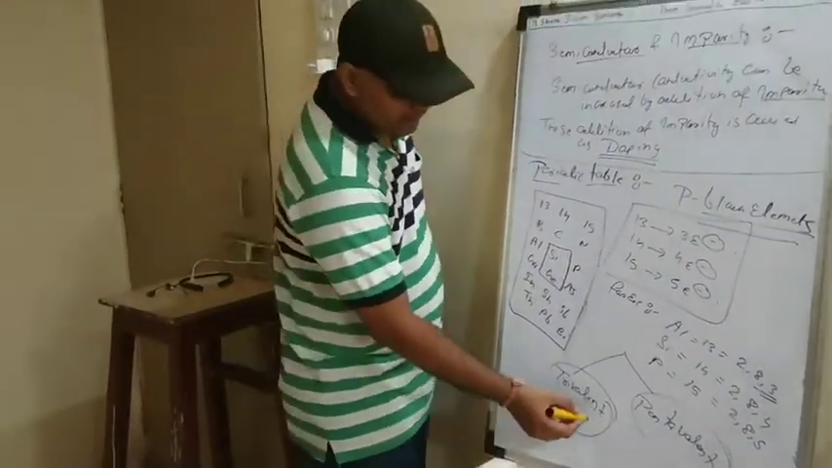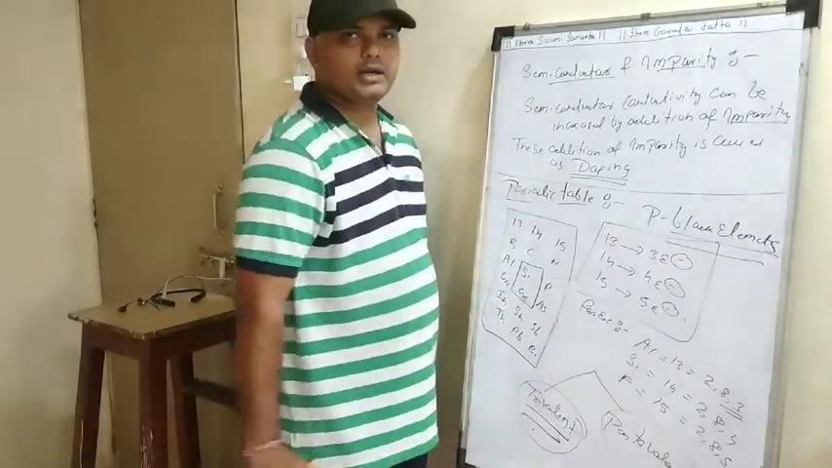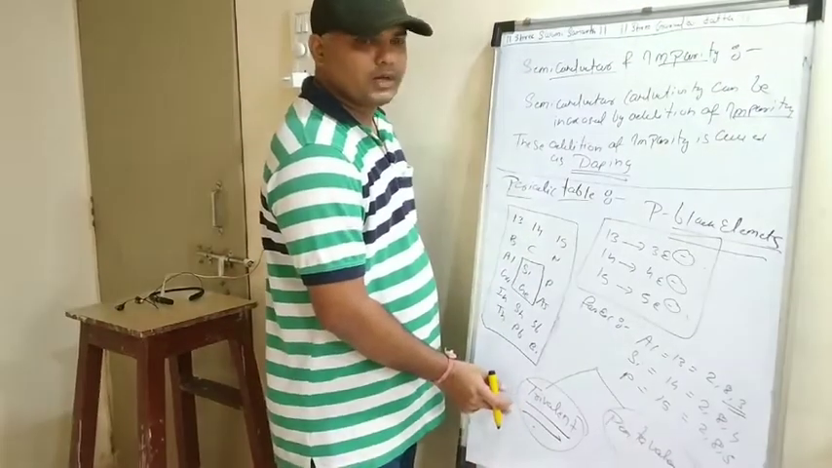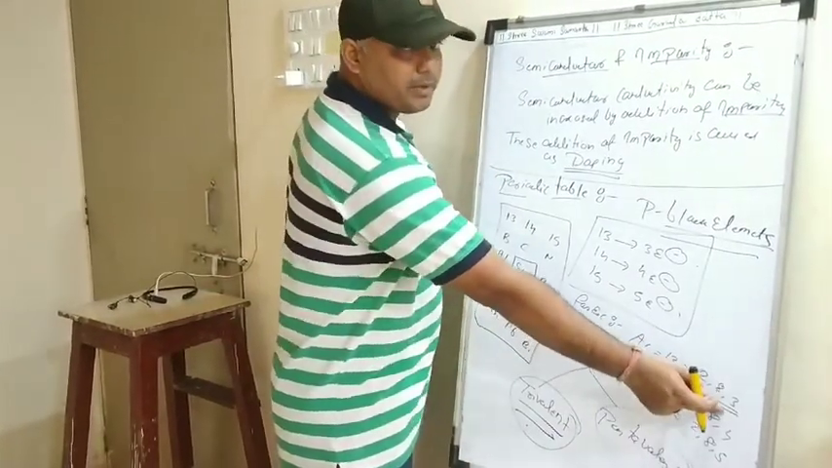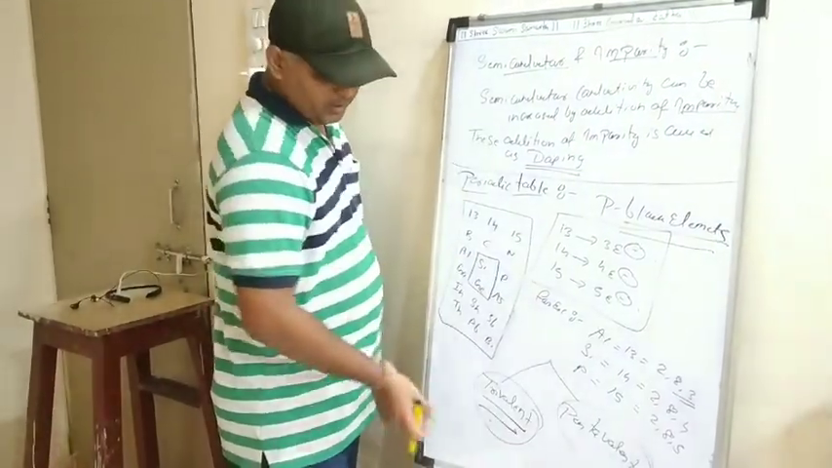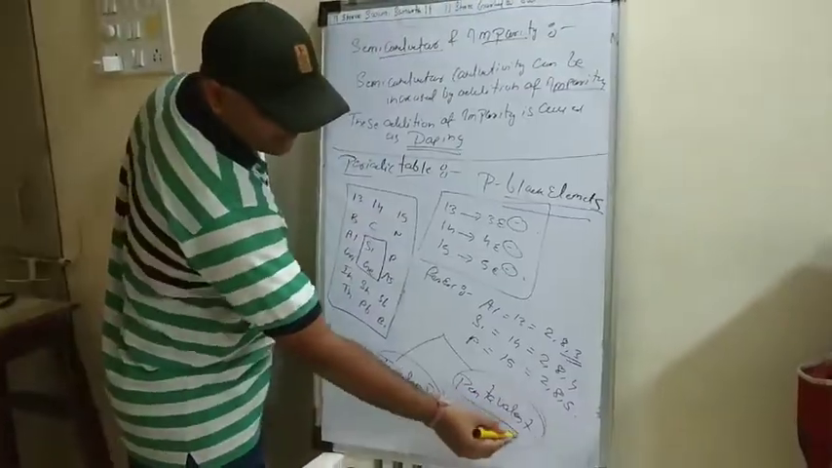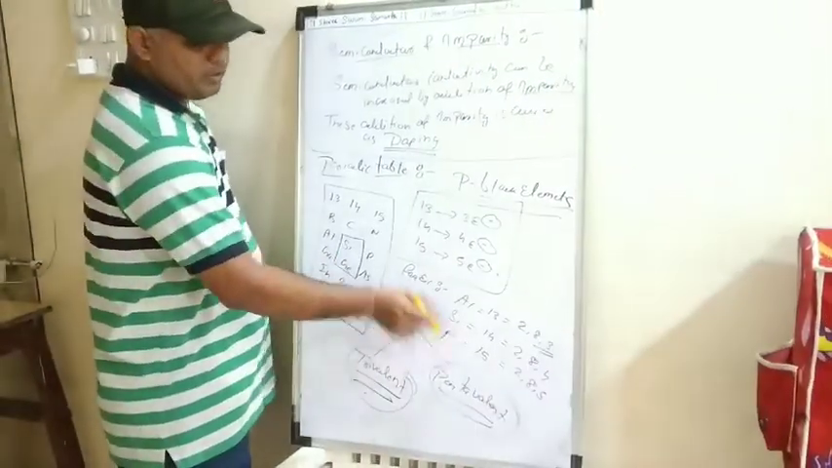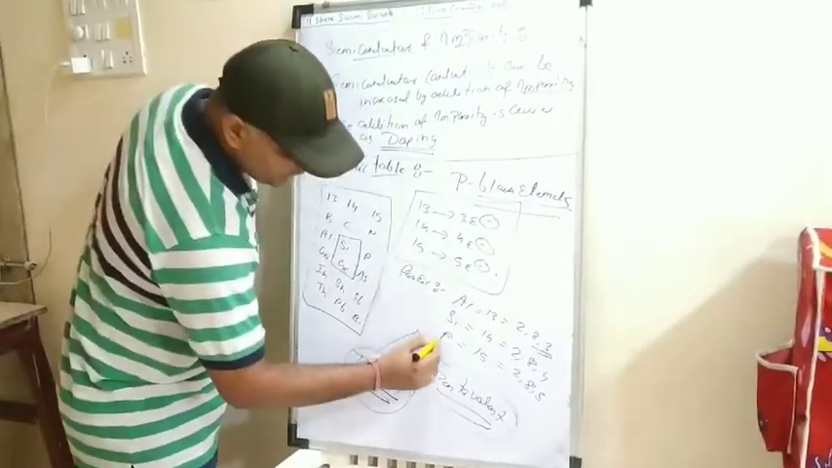Now what does trivalent mean? See, trivalent means containing 3 electrons in its outermost shell. See, aluminium contains 3 electrons, so we can use the aluminium, right? Then pentavalent impurity, which pentavalent we can use? We can use phosphorus, also we can use arsenic.